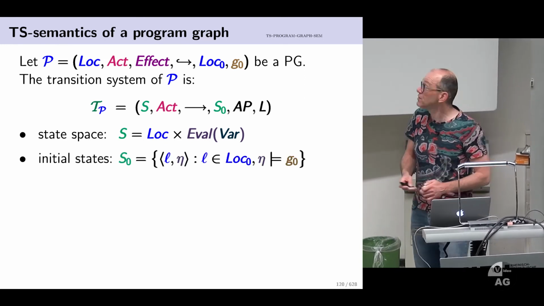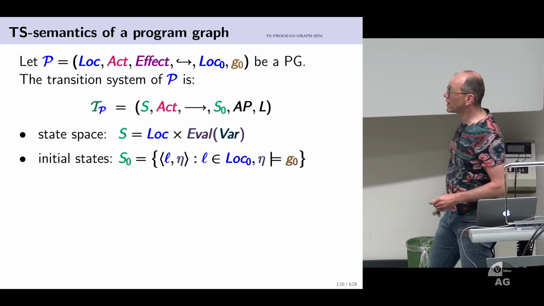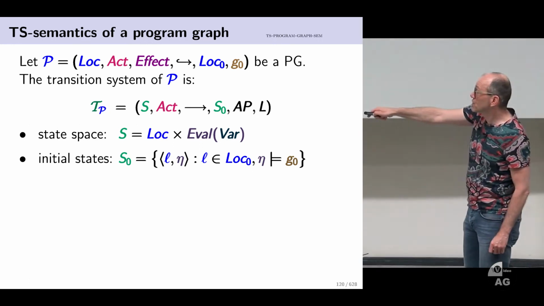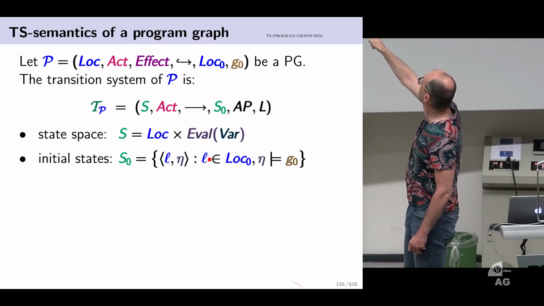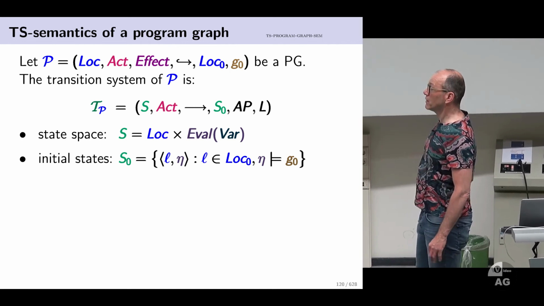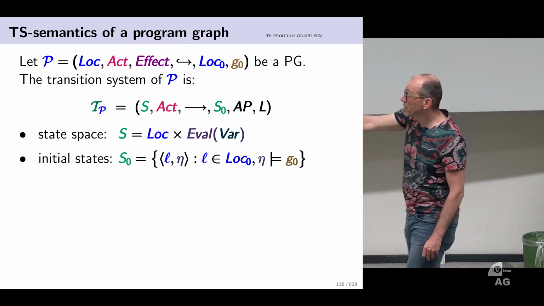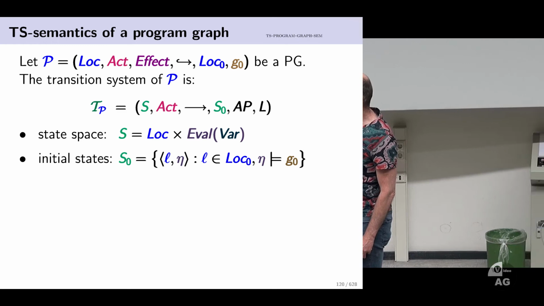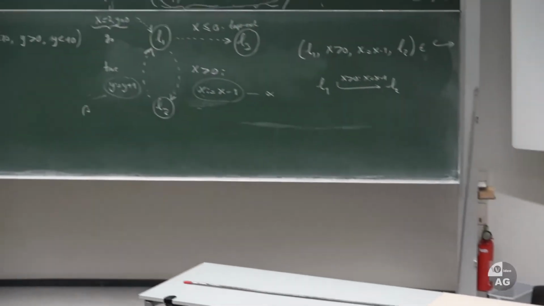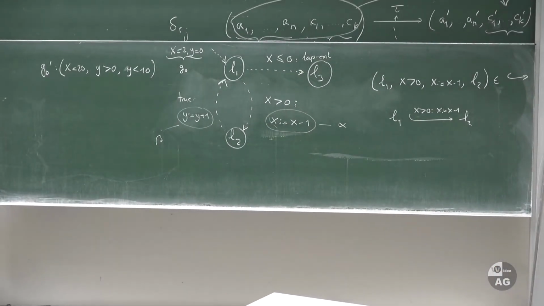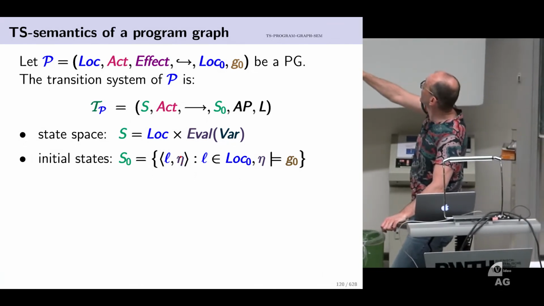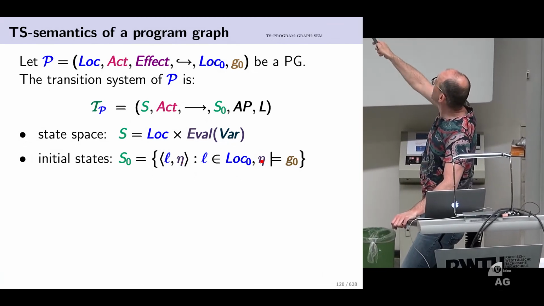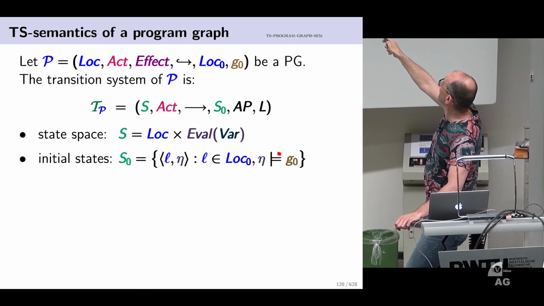What are the initial states? Now, where do we start? Well, definitely we start in an initial location. So that's the first component: l is an initial location. Then, as I just said, maybe you have an initial condition that allows you to have many initial values. We have to consider then all possible initial values. And that's indicated by the second component. So I'm going to have a function eta, and the only thing I'm going to require is that this eta must satisfy the initial condition.